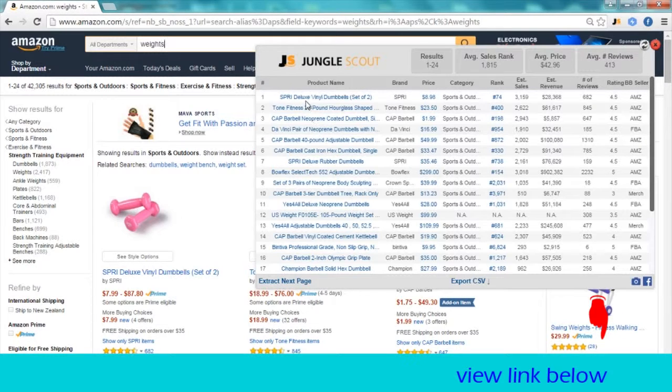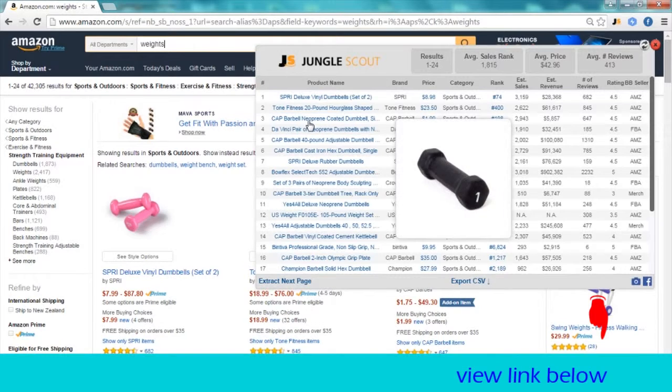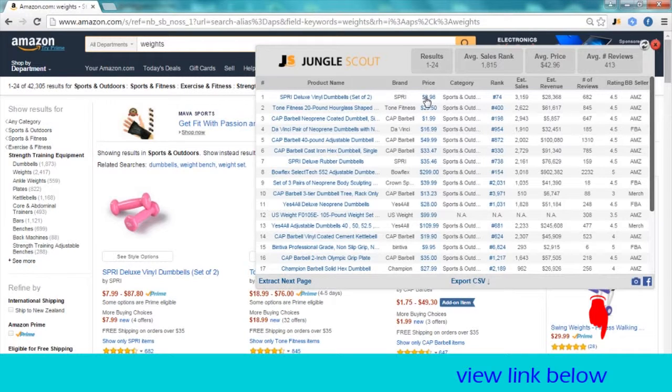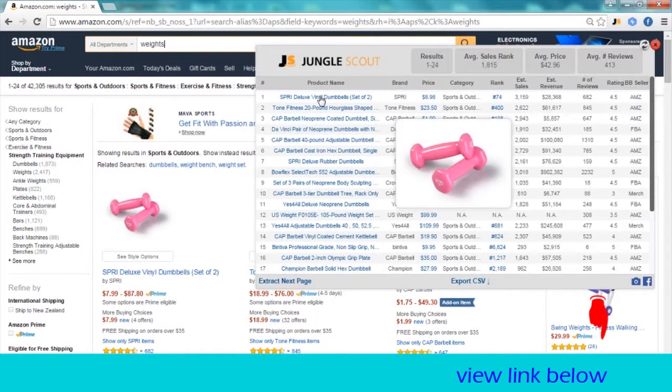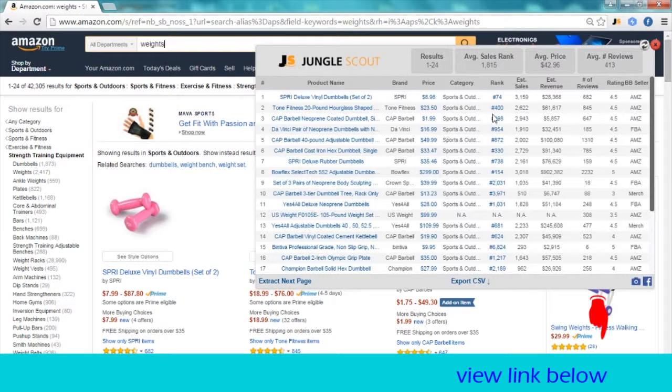So basically, as you hover over, the picture comes up, which is a really nice functionality. It gives you the price, and it gives you the ranking, and it gives you, wow, now this is powerful, the sales that this product is making and the revenue. So this product over here, pink dumbbells on the left, is ranked number 73, is selling 3,159 units in a month, and is bringing the owners in $28,000 roughly in turnover.